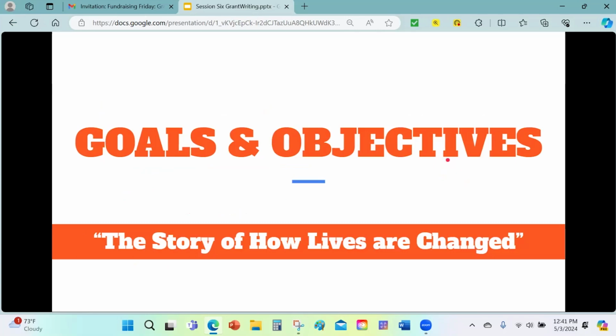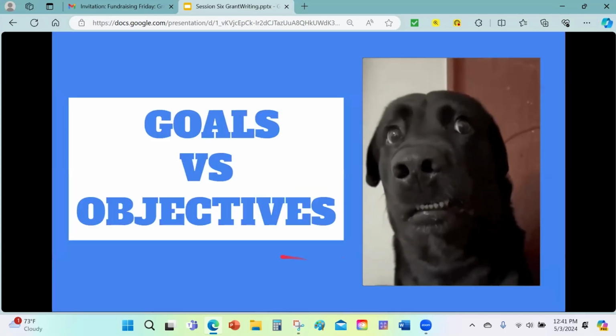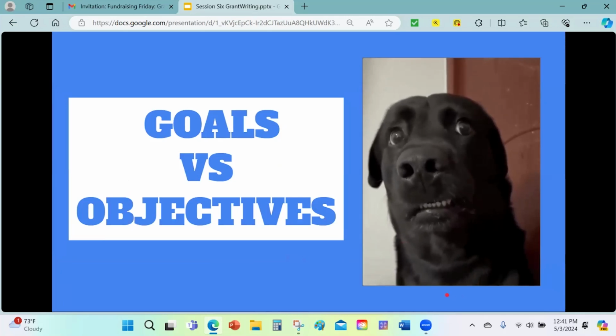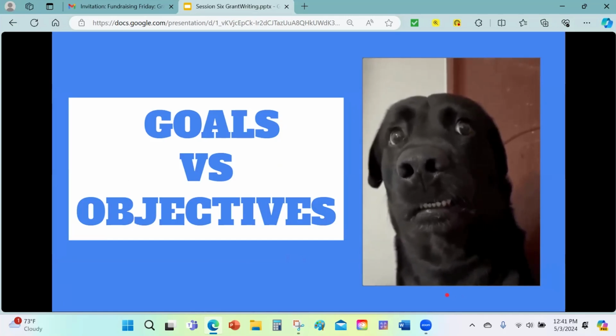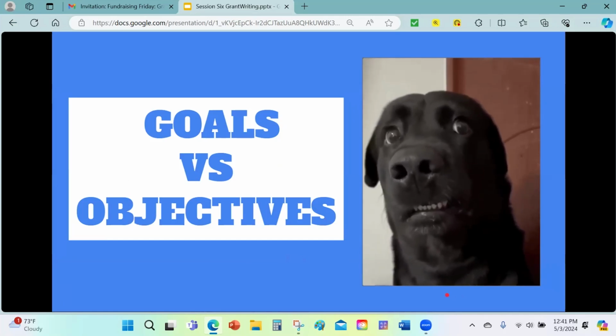This is the section most people, I'm going to say, suffer through. Goals and objectives are the story of how lives are going to be changed. But when most of us have to write goals versus objectives, we're like this poor little black lab puppy here. He's confused. He didn't know what's a goal. He didn't know what's an objective.